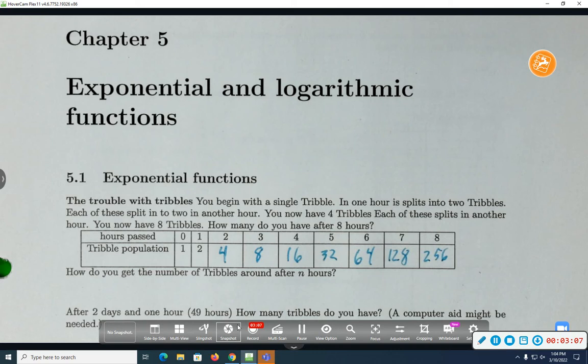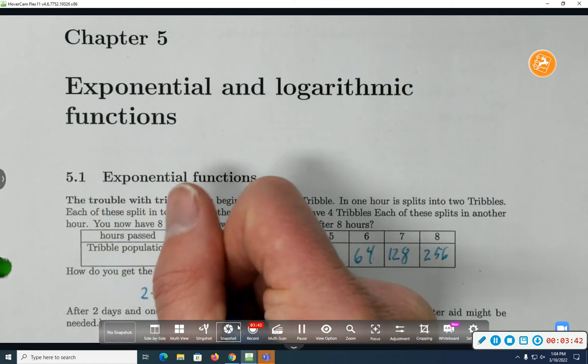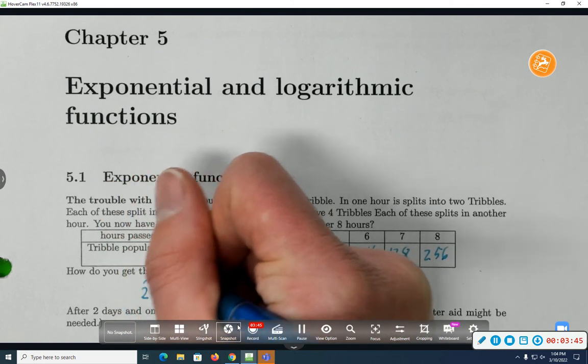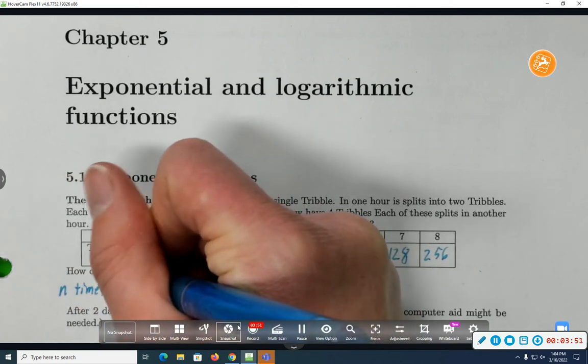So let's just look for a general idea. From 1 to 2, you multiply by 2. To get to 4, you multiply by 2 again, so you multiply by 2 twice. If you want to just write down how many triples there are after n hours, what are you talking about? It just doubles every hour. So it's just 2 times 2 times 2 that many times? There are a total of n 2s.